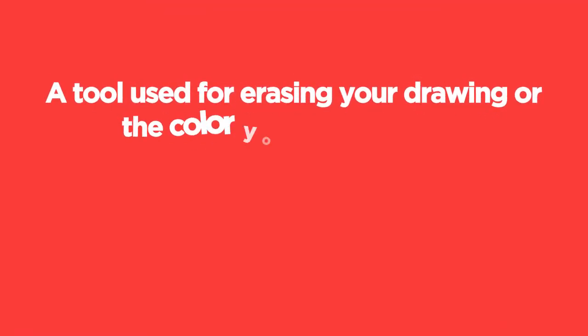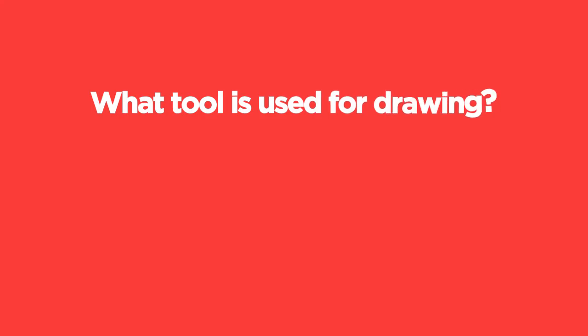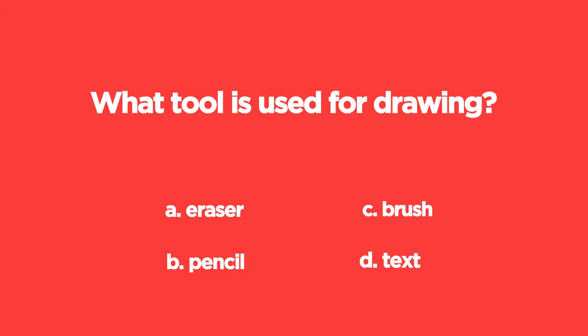Number 1. A tool used for erasing your drawing or the color you have applied. A. Eraser. B. Pencil. C. Brush. D. Text. The correct answer is letter A. Eraser. Number 2. What tool is used for drawing? A. Eraser. B. Pencil. C. Brush. D. Text. The correct answer is letter B.